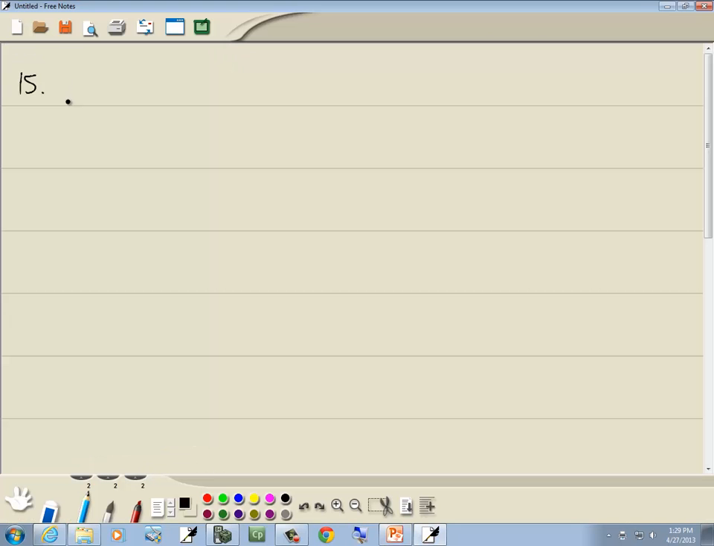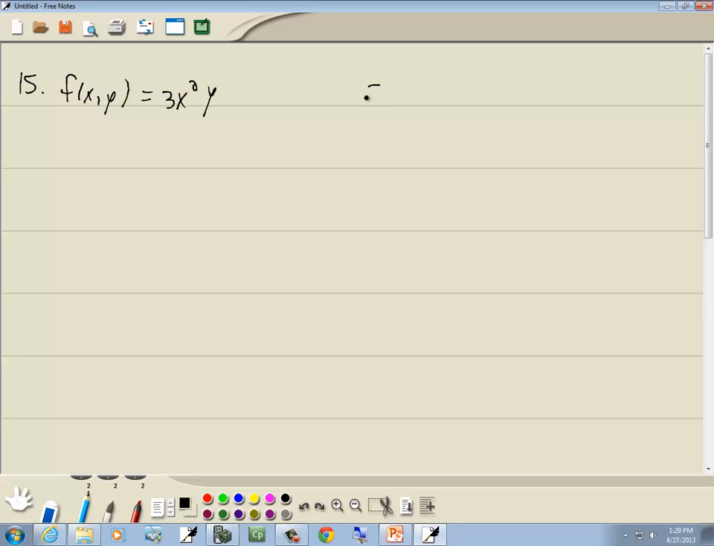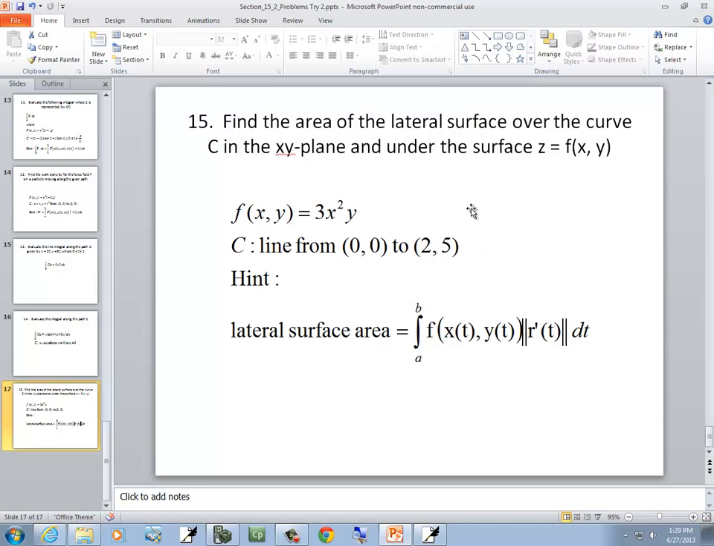Okay, so f of x y is equal to 3x squared y. And let's see, C is a line that goes from 0, 0 to 2, 5. So I got 0, 0, to 2, 5. So we're going to line from there, and it's in that direction. Is there anything else they give us? Okay.